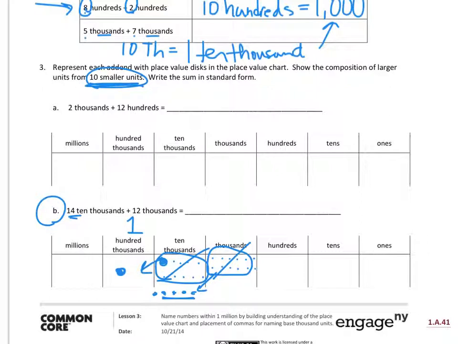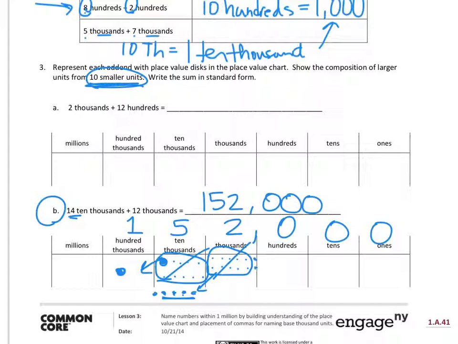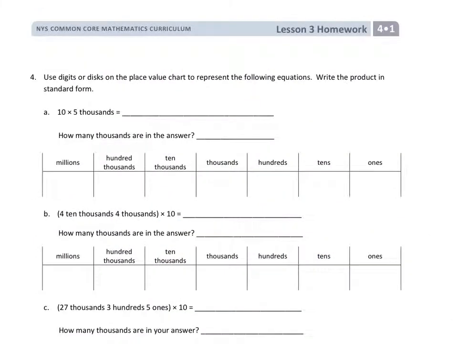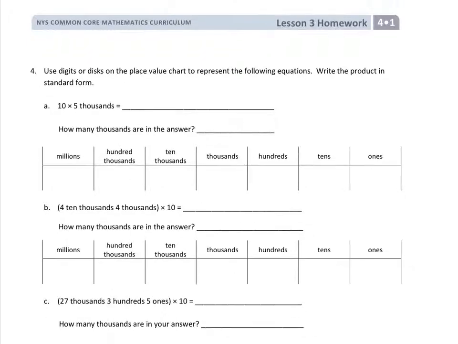I have 1, 2, 3, 4, 5 10,000s. And then I have 2,000. No hundreds, no tens, and no ones. So I can see that for every 10, I can bundle them and make one of the next larger thing. So my number for combining those is 152,000. So the key here is to bundle 10 units and move them and exchange them into one of the next larger.